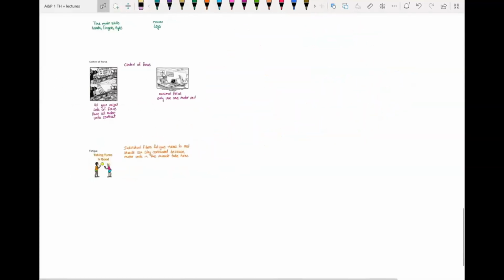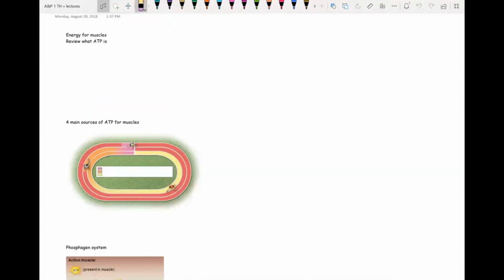So there is everything you need to know about motor units. Now we're going to see how muscles get energy and types of muscle fibers. Let's think about what you learned in Chapter 3 about ATP. Remember that ATP stands for adenosine triphosphate. So it's an adenosine with 3 phosphates attached. And that third one is attached by a high energy bond.